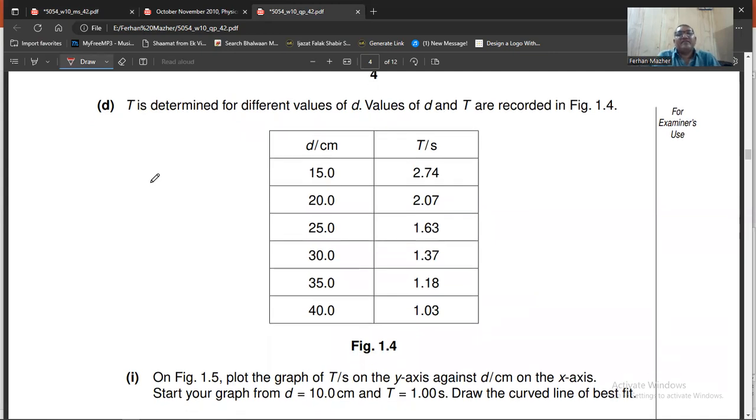He says the T is determined for different values of the D. Values of the D and the T are recorded in the figure. D is the distance of the string from the center of the B, so it's in centimeters. This capital T is the time for one swing, in seconds. For 15, it's 2.74.